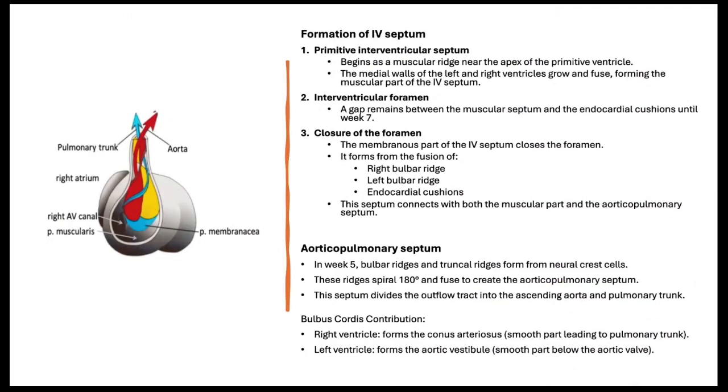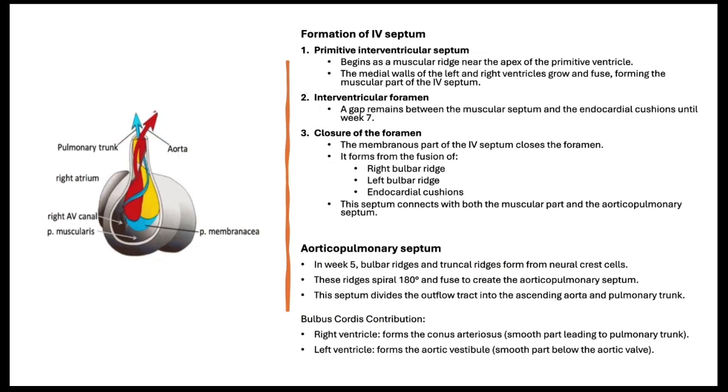So now let's talk about the formation of the interventricular septum. It starts off as a muscular ridge which is present near the apex of the primitive ventricle, and then it starts growing upwards towards the endocardial cushions, but it does not completely fuse with it. There is a small gap which remains until approximately week 7, but later on a new part arises, which is the membranous part of the interventricular septum, and that closes the foramen. So that's it. It's pretty simple for this one.